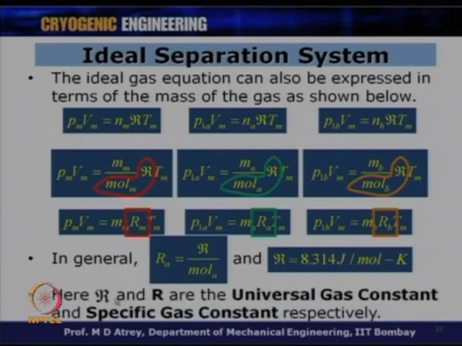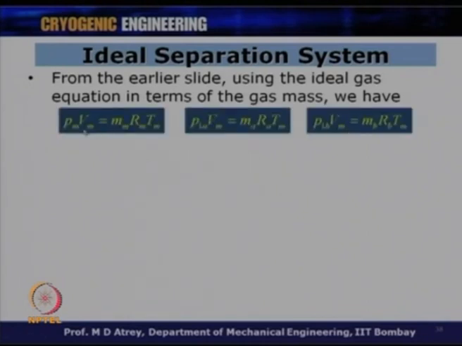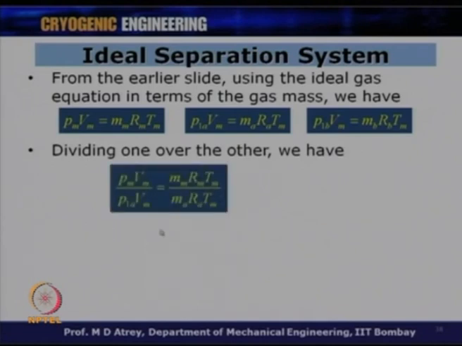So, the universal gas constant R and the specific gas constant R are the universal gas constant and specific gas constant respectively. From the earlier slide, choosing the ideal gas equation in terms of gas mass, what we get is this. So, I am now writing PmVm is equal to mmRmTm. This is what we just saw. PV is equal to mRT, so P1BVm is equal to mBRB into Tm. Dividing one over the other, I will get PmVm upon P1AVm. Now, Tm and Tm will get cancelled over here, Vm and Vm will get cancelled over here.